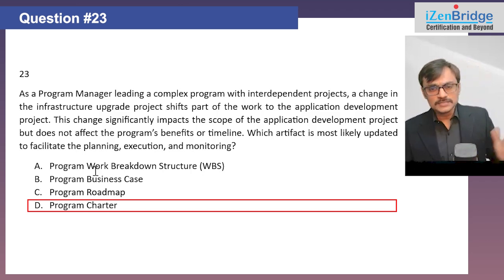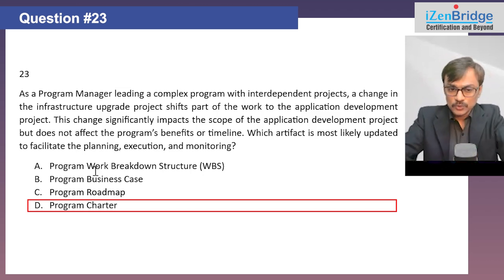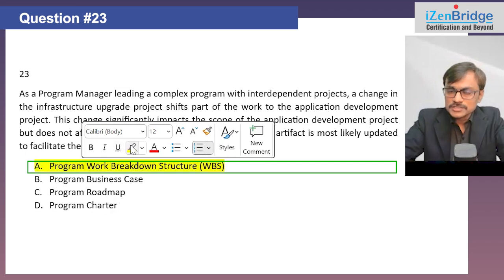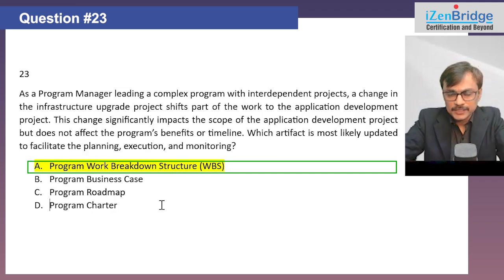But when the words are program business case and program charter, we know that these are overall program level things, and the question is clearly indicating that there is no impact. So in this particular case, I go with option A because it is helping me in ensuring the overall consistency and identifying tracking, accountability, and division of work, which will help me in doing planning, executing, and monitoring.